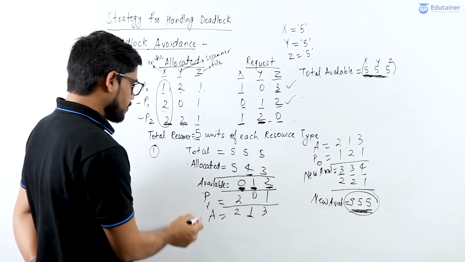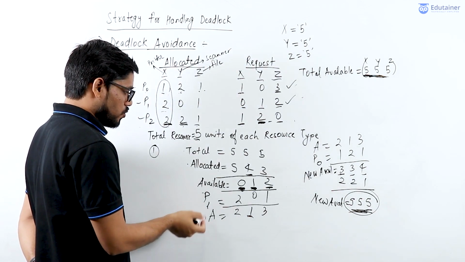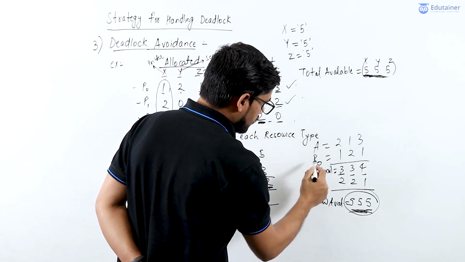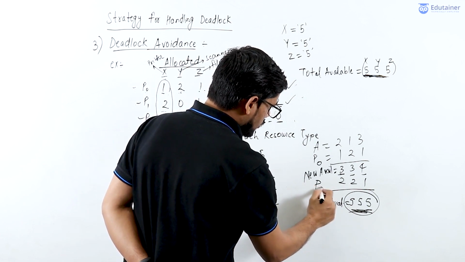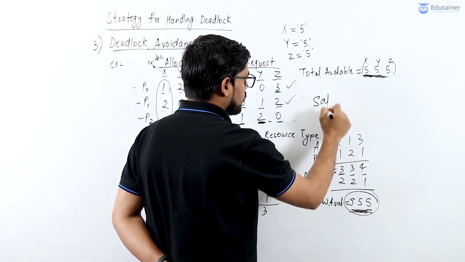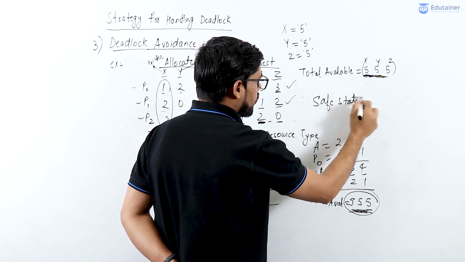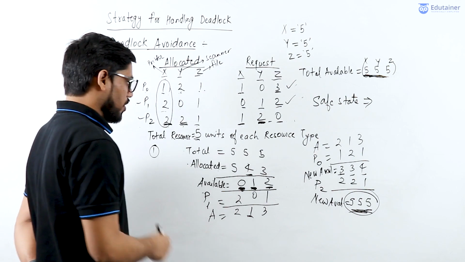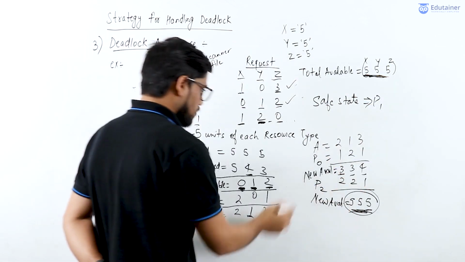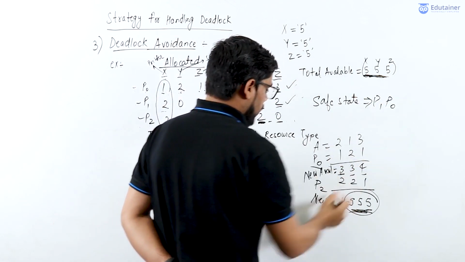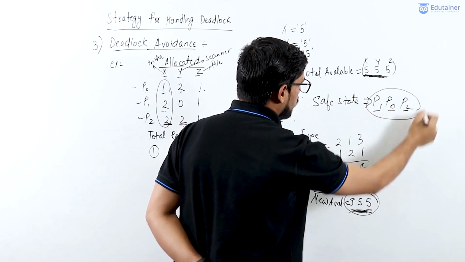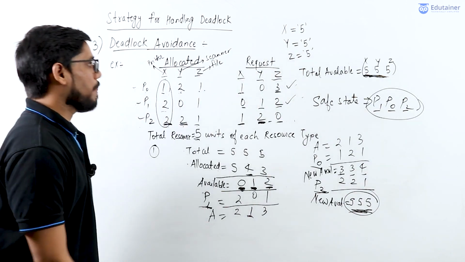And after allocating the resources to the different processes, we generally end up with a safe state. So what is the sequence of processes in which we achieve the safe state? Process P1 will be first, then process P0 and finally the last process is process P2. So P1, P0, P2 is the order to achieve the safe state.